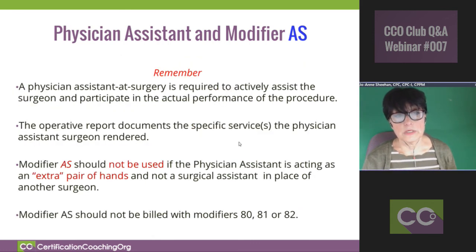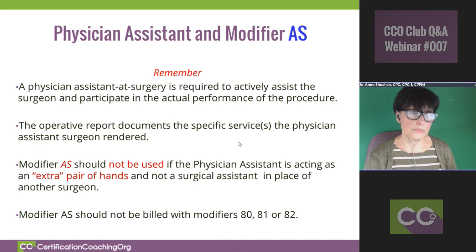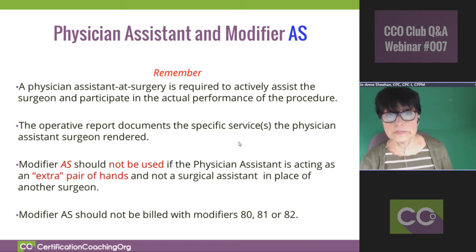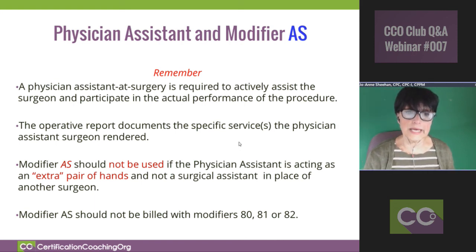So you want to remember, a physician assistant at surgery is required to actively assist the surgeon and participate in the actual performance of the procedure. The operative report documents the specific services the physician assistant at surgery rendered. Modifier AS should not be used if the physician assistant is acting as an extra pair of hands and not a surgical assistant in place of another surgeon. So that's really important, and that will come into play depending on documentation.